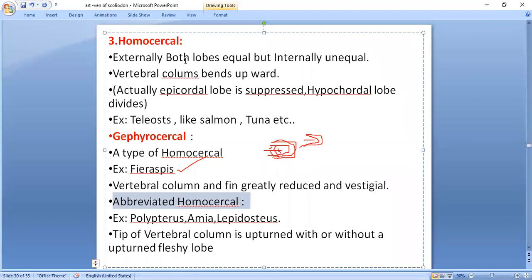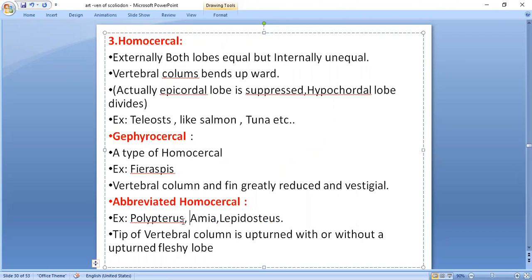abbreviated homocercal, which is more or less isocercal type. Examples are Polypterus, Amia, Lepisosteus. The tip of the vertebral column is upturned, with or without an upturned fleshy lobe.